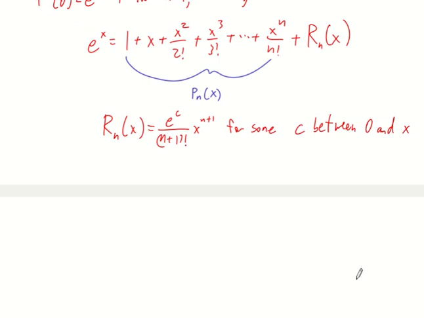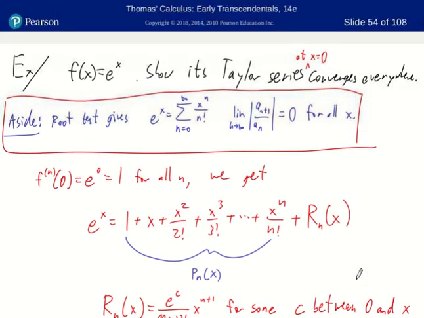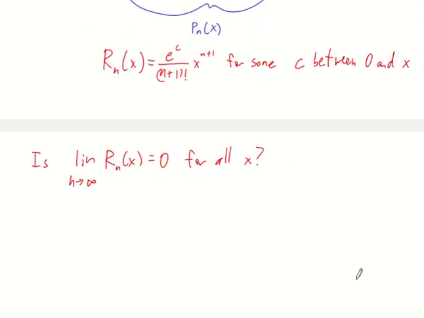So what we need to figure out is whether the limit as n goes to infinity of these R_n's is equal to 0. Is that limit equal to 0 for all values of x? For this instance, we're asked to show that it converges everywhere, so that for every value of x this is true. But generally, you just need to show that the limit is equal to 0 on the interval of convergence, the interval that we're considering. In this case, it's for all x values.